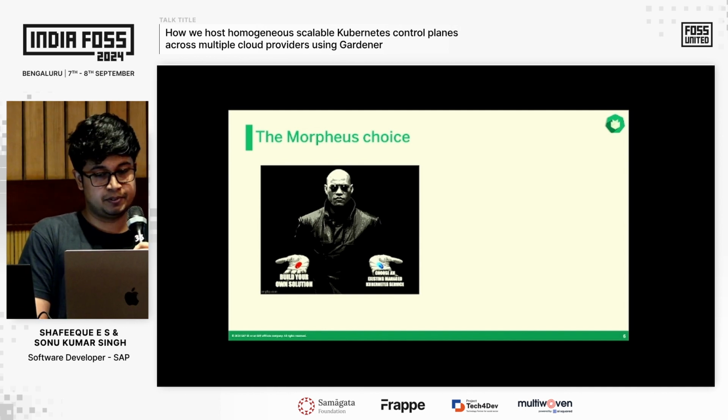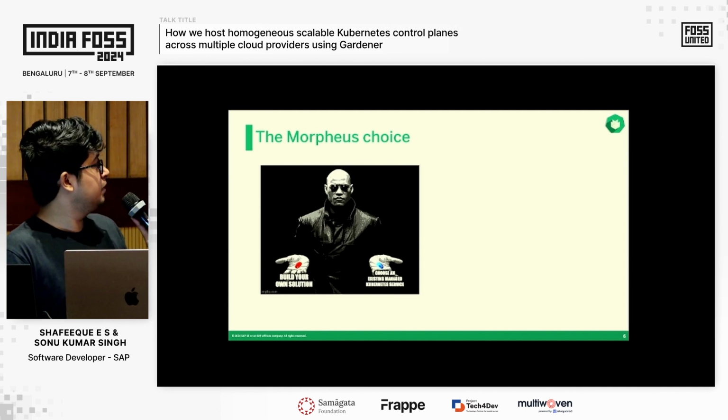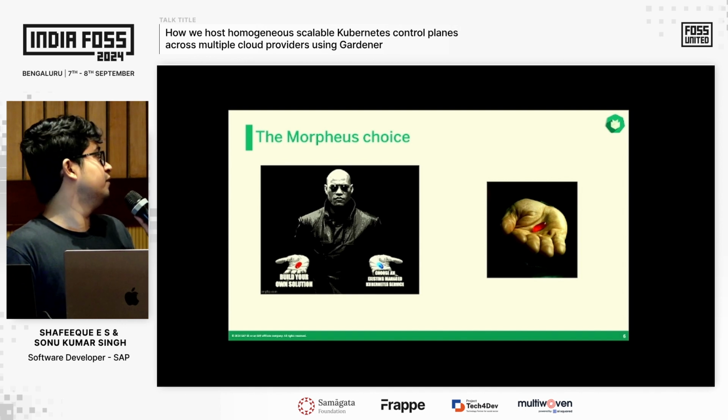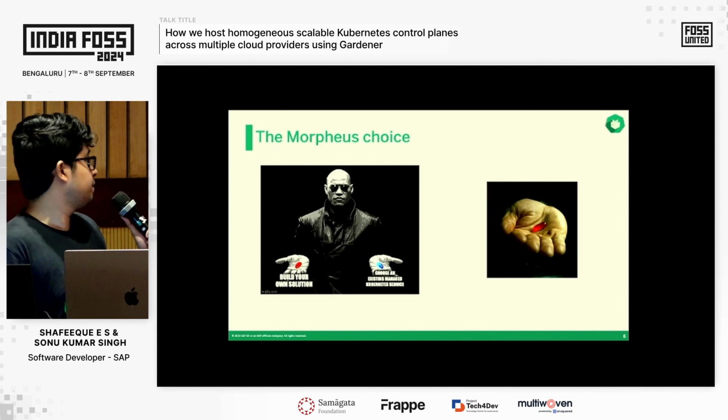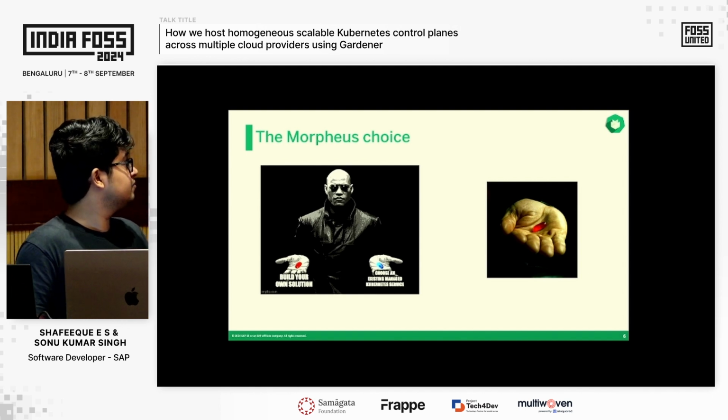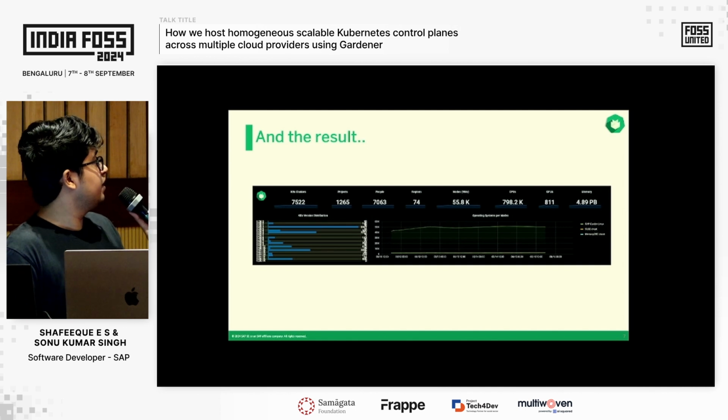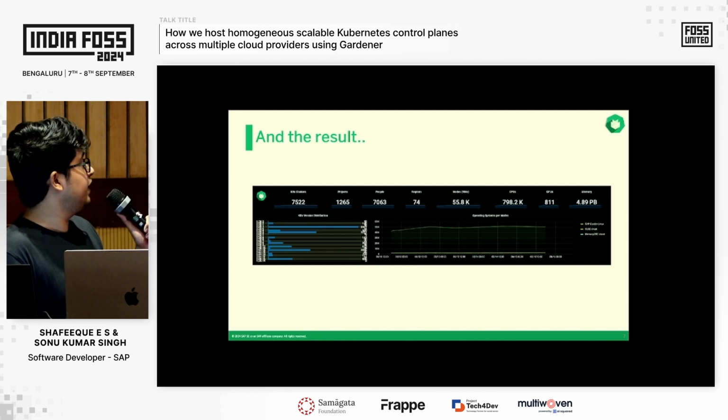And also it should be cheap. So guess which pill we chose. So we decided to build our own solution. And where did that take us? As of today, we are running with more than 7,500 clusters, which uses over 50,000 nodes or virtual machines, and uses over 700,000 CPUs and close to 5 petabytes of memory.